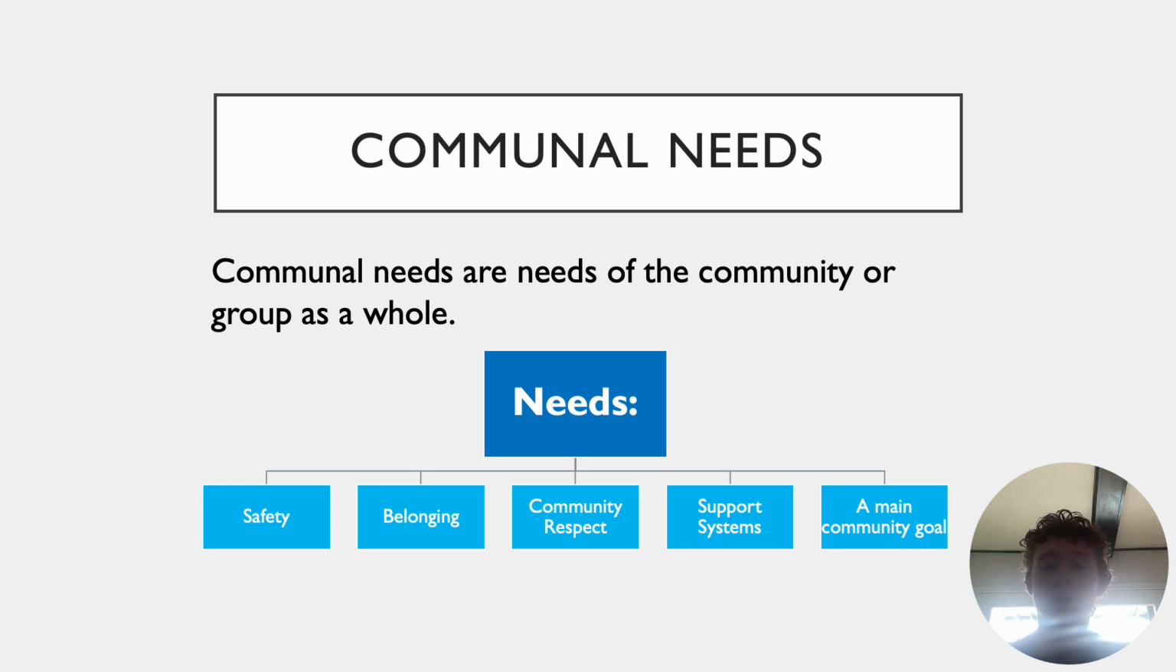You also want to have a support system. So in your community, everybody wants to be supported by each other and holding each other up and keeping each other accountable. And then the last one is a main community goal. This one I kind of came up with a little bit on my own, but also within the reading. A main community goal, as in something the community wants to work towards, some final product that they want to be able to achieve.